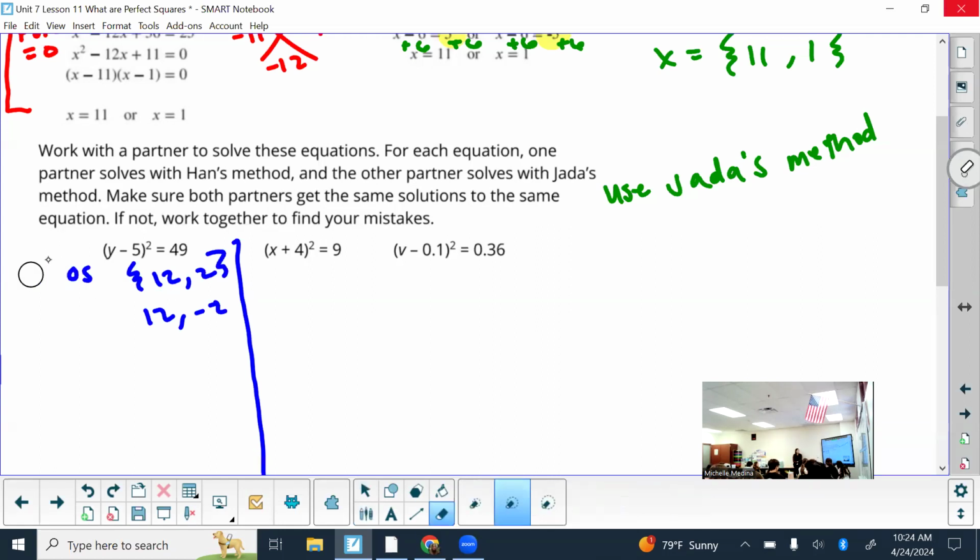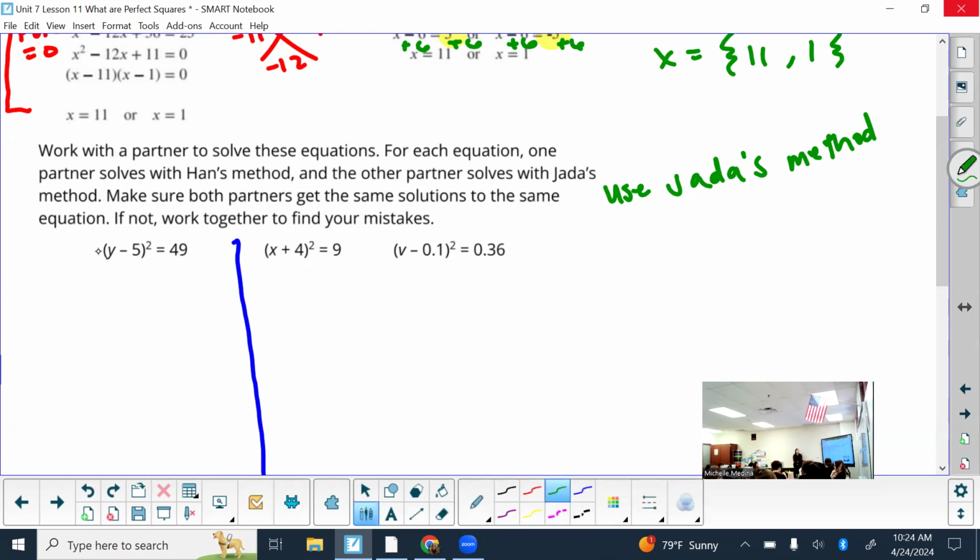So the only time you can use Jada's method is if you have perfect squares on each side of the equal sign, like nothing else extra, just perfect squares on each side. So I know this is a perfect square because it's an expression squared, so that's easy. Is 49 a perfect square?